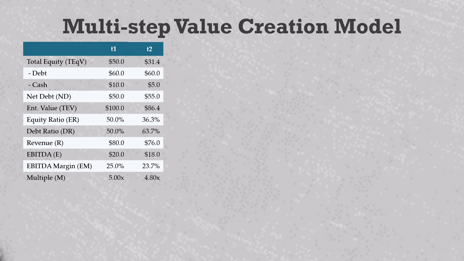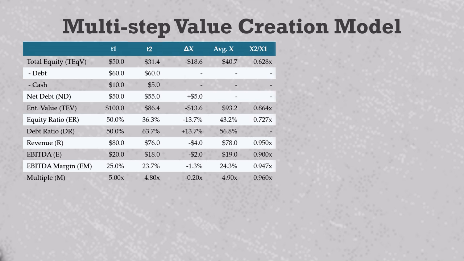Given these changes, shareholders need to make a follow-on equity investment to support the business. But before we do that, let's go ahead and calculate what drove the equity losses to date. As you have seen from the other videos, we look at the metrics between T1 and T2, and then calculate differences, averages, and equity return multipliers. These are the numbers that we need to plug into the value creation equations.